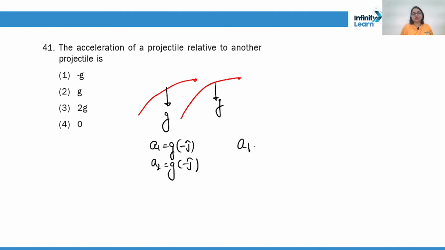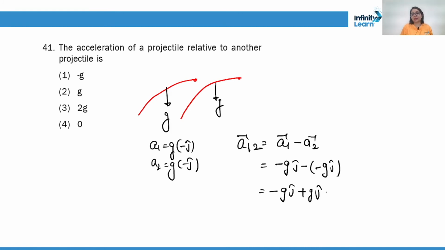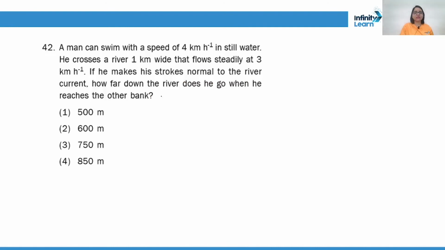So acceleration of 1 with respect to 2 is A1 vector minus A2 vector, which is minus g j cap, minus of minus g j cap, which is minus g j cap plus g j cap, and that is equal to 0 vector, right? So relative acceleration is 0. Option 4 is correct.